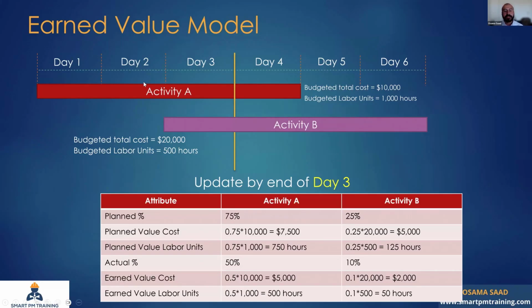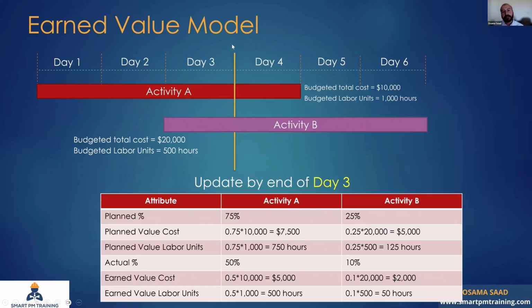So let's assume that we have two activities in the project. For activity A, the budgeted total cost is $10,000 and the budgeted labor units is 1,000 man hours. It has 4-day duration. Activity B has a budgeted total cost of $20,000 and the labor units are 500 man hours. Activity B has also 4-day duration. The overall project duration is 6 days, and we have also 2-day overlap.